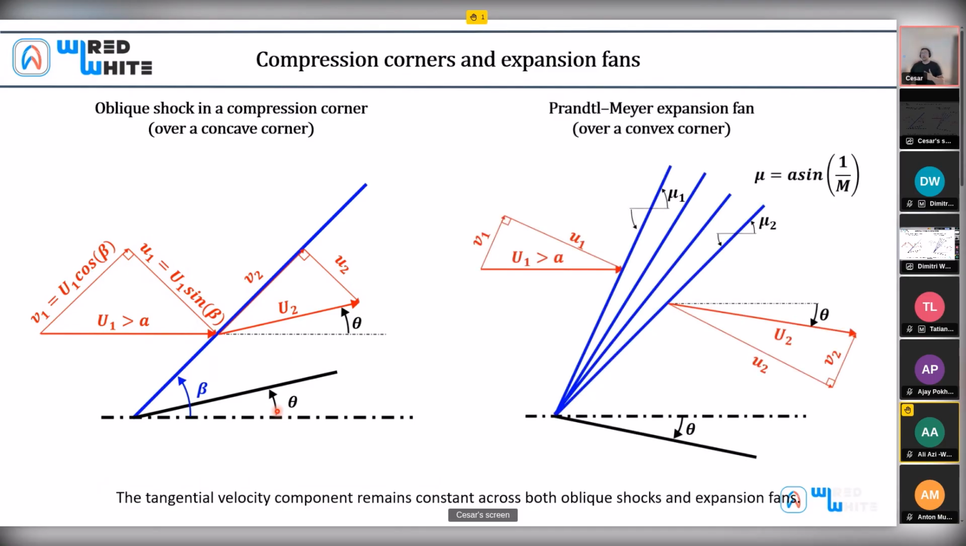Now we have the opposite case, right? We have a supersonic flow that encounters a convex corner. This is an expansion. So what occurs is that once again the tangential velocity is kept constant, but because the supersonic flow is expanding, it increases its normal velocity, and therefore the total velocity also increases.